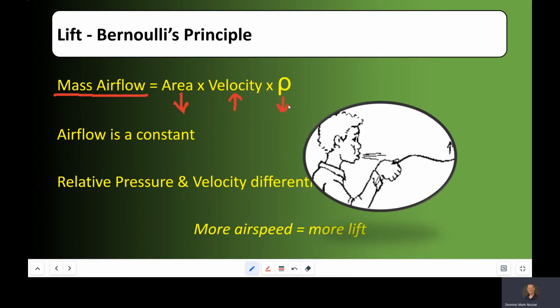Airflow is a constant given a certain volume of air, a certain number of molecules to it, a certain weight to it.